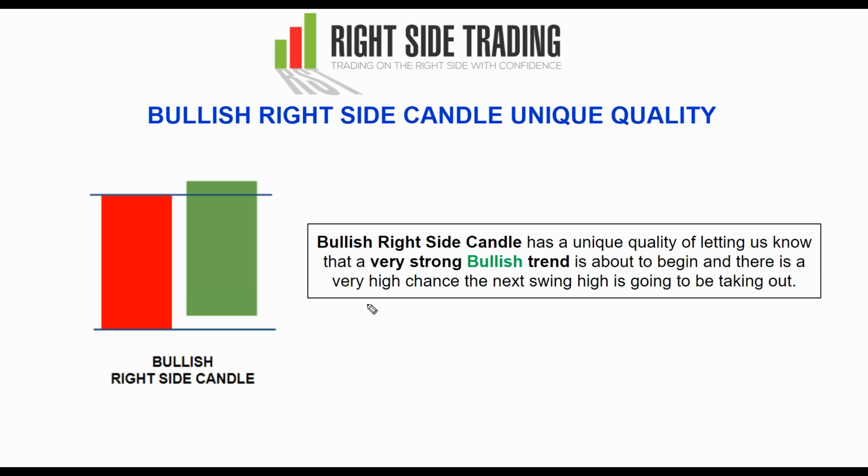If a stock is going down, right, it goes down, lower highs, lower lows, lower highs, lower lows. And then all of a sudden, you see a right side candle here.